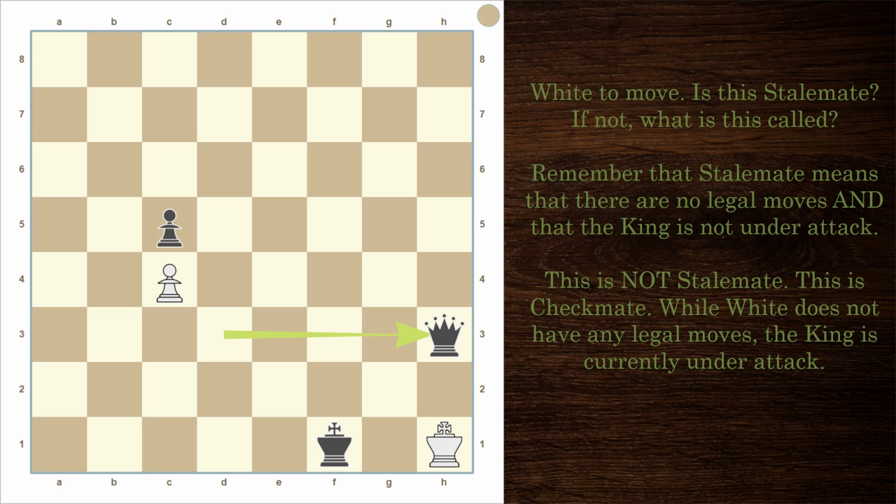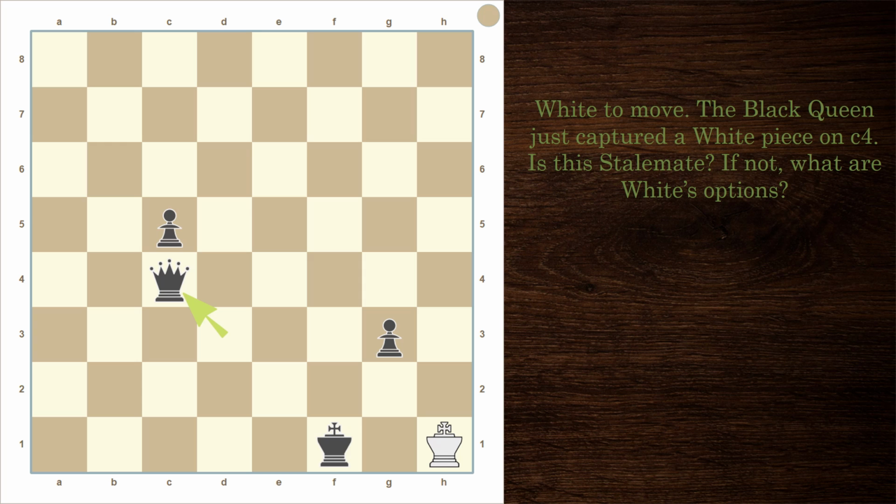Okay, so the answer is that this is not stalemate. This is checkmate. While white does not have any legal moves, the king is currently under attack, so that doesn't meet the definition of stalemate. So the king is being attacked, the king has no way out, that's checkmate. We learned that in our last lesson.